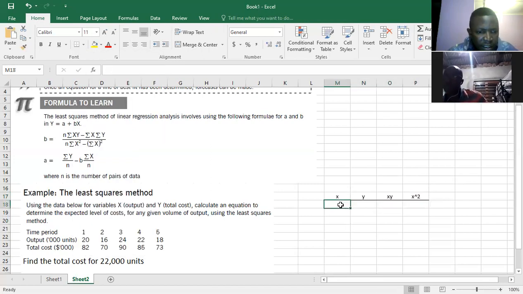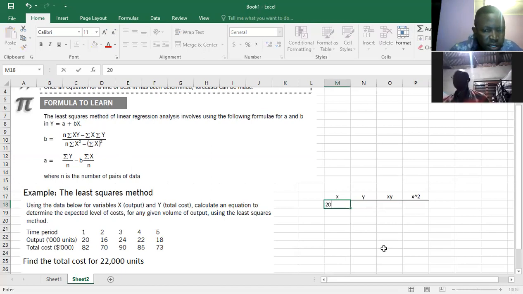So we have 5 years. We need y, but we need to square the summation of x. The summation of x, we will need that one, because we have it here.